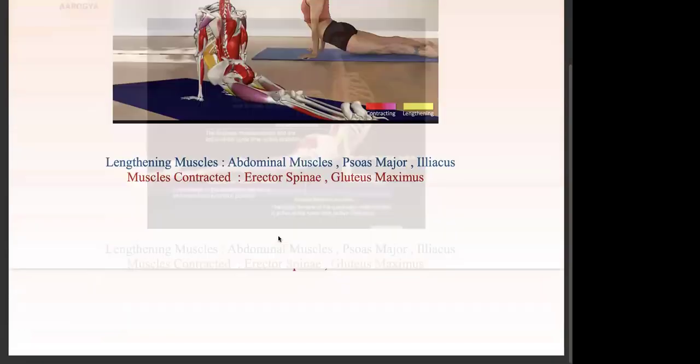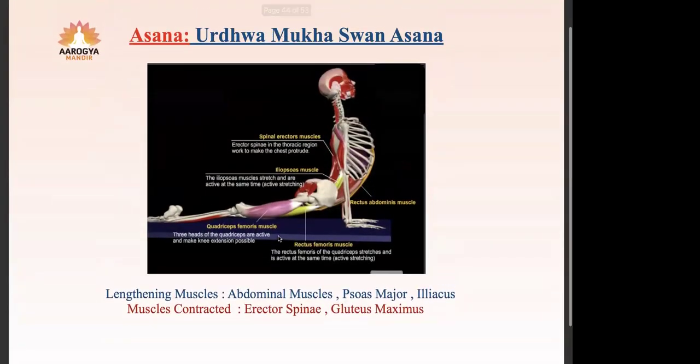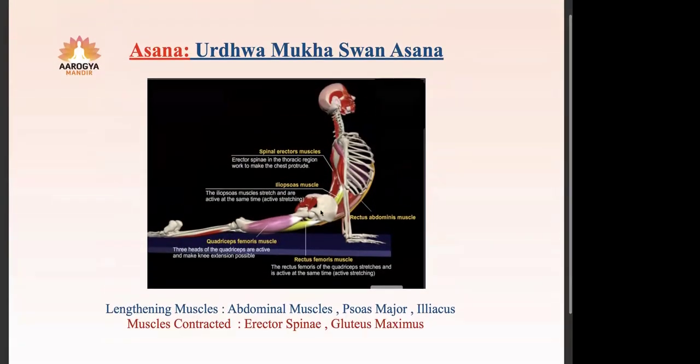Now coming to another view of this. You can see the erector spinae muscles. They are basically helping the thoracic region to help the chest protrude outwards, and that will be a proper protrusion of chest. Then only the abdominals will get stretched, especially the rectus abdominis muscle. The iliopsoas will get stretched. Rectus femoris will get stretched.